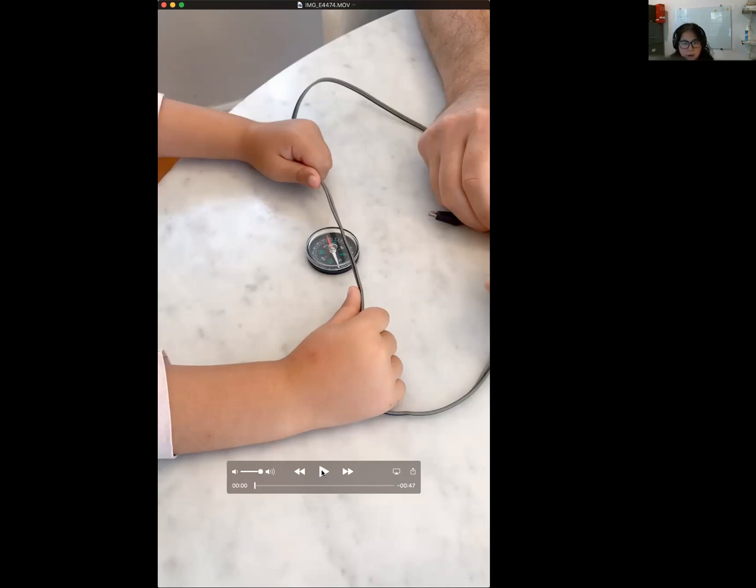How does the compass work? It's feeling the magnetic field that's produced by the earth. So there is a magnetic field and it's aligning with the magnetic field. But if you have a current nearby, what happens to this compass, which only aligns with the magnetic field? Okay, let's see.